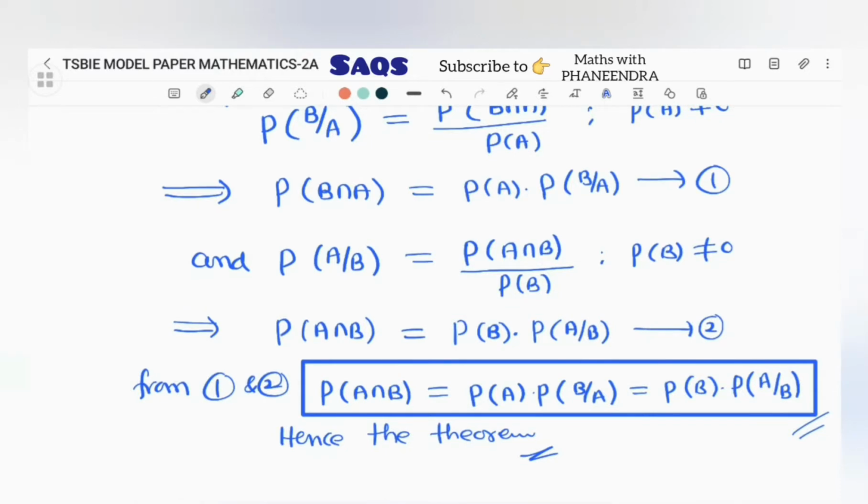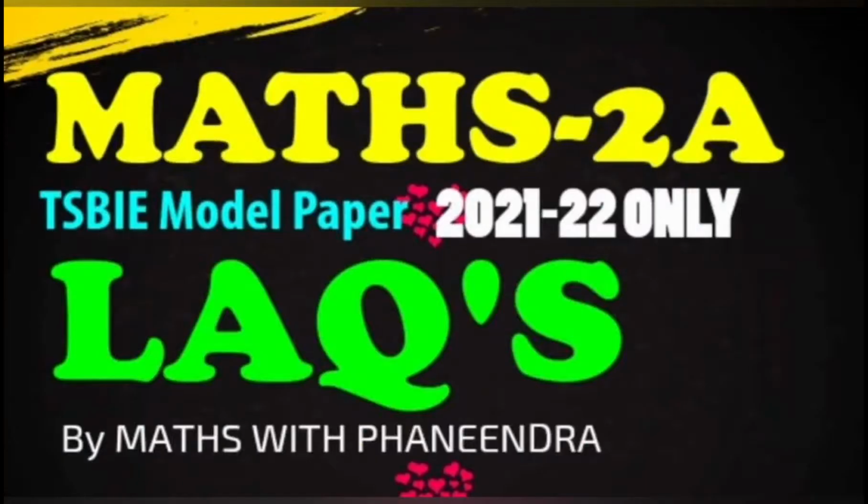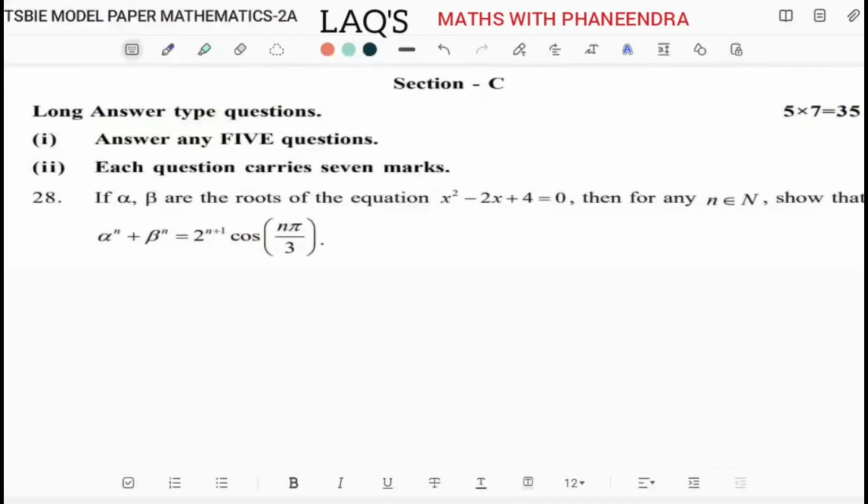Next we will move to section C. The next section C, dear students. In this long answer questions section, they will give 10 questions. You have to write any 5. Each carries 7 marks. So let us have a discussion. The first question.